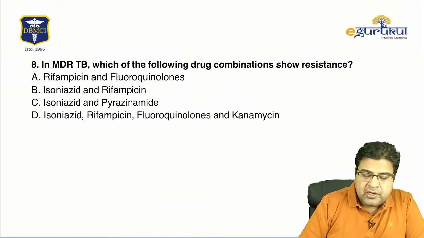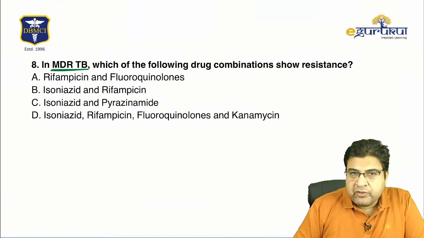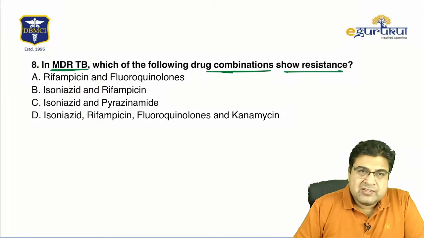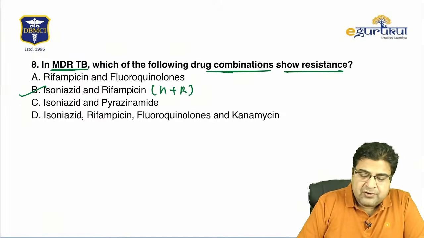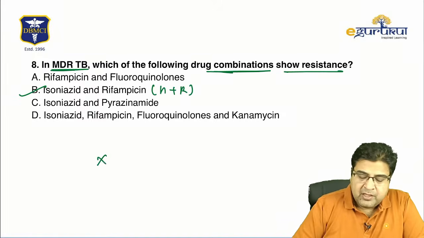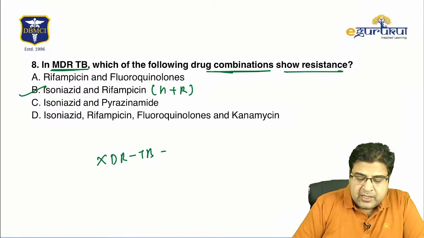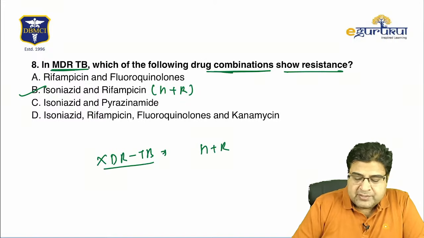Now question number 8, in patients of MDR-TB, which of the following drug combinations shows resistance? Which combination resistance is known as MDR-TB? The answer is H plus R. So H plus R resistance is known as MDR-TB. And guys, what is XDR-TB? It is H plus R resistance.